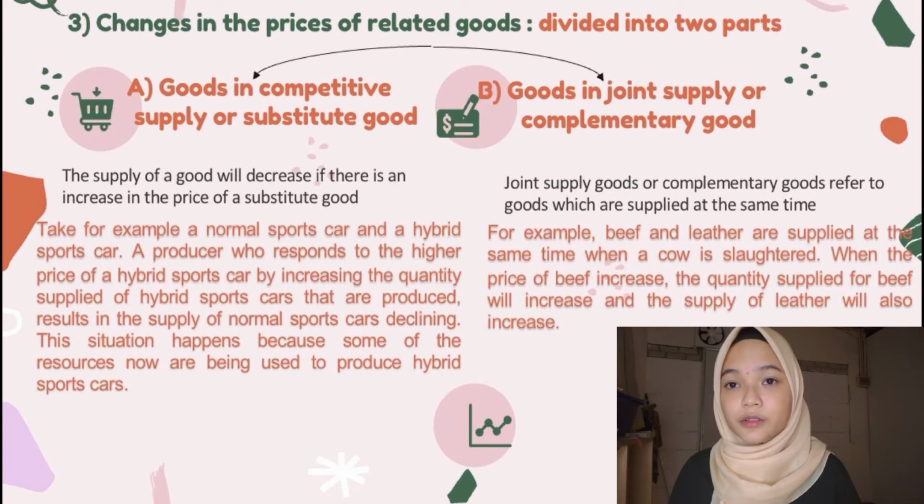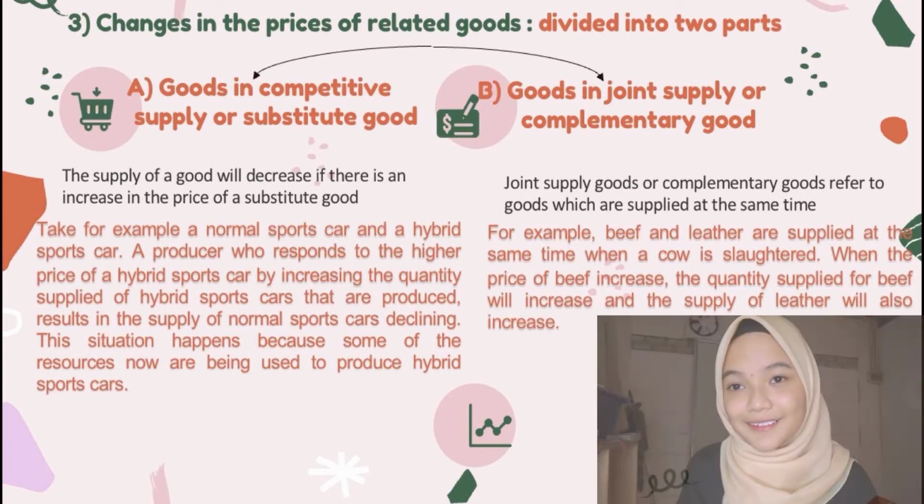Goods in joint supply or complementary goods. Joint supply goods or complementary goods refer to goods which are supplied at the same time. For example, beef and leather are supplied at the same time when a cow is slaughtered. When the price of beef increases, the quantity supplied for beef will increase, and the supply of leather will also increase.